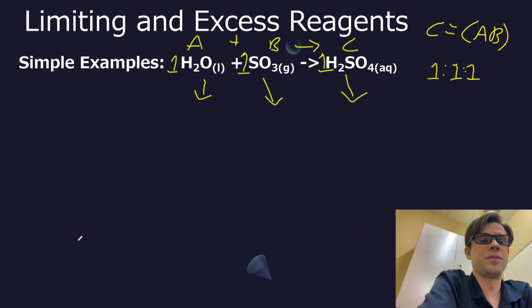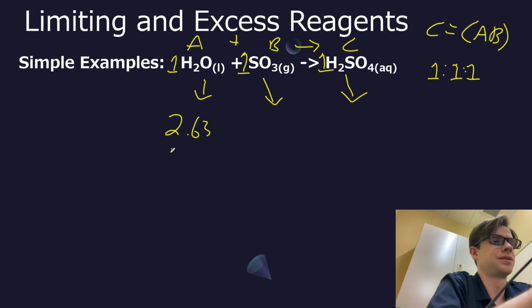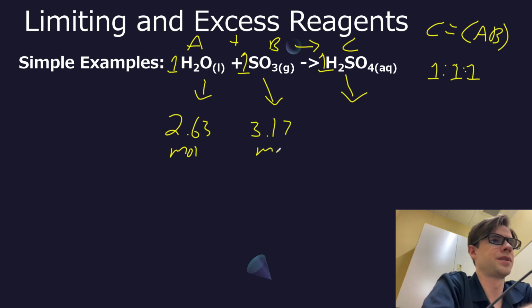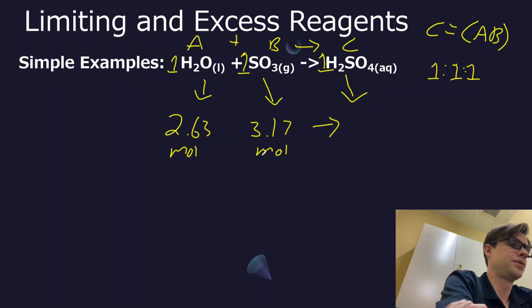Okay, let's choose some maybe random amounts. Let's say 2.63 mole of H2O we have. We're going to mix this with 3.17 mole of SO3. How much H2SO4 can we make? These starting materials should react in a 1-to-1 ratio. That's what our balanced chemical equation tells us. But we have more than we need of SO3, clearly. We only require 2.63 to fully react with the H2O. So H2O is limiting.